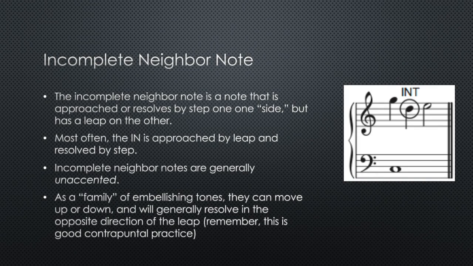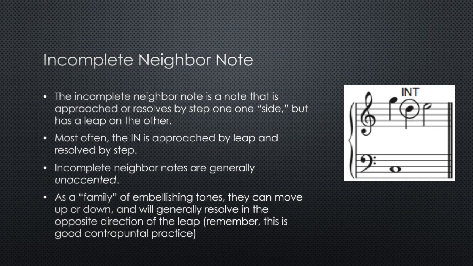Another really important one is the incomplete neighbor note. The incomplete neighbor note is one that moves by step on one side, but has a leap on the other. So we call it incomplete because it's kind of disconnected from the note that it elaborates. Here, you see that we leap from G down to D, and then it resolves up to E. We think of this as an incomplete neighbor note because it's really elaborating the E. That's what we're saying when we say that it's an incomplete neighbor. It's that D is the neighboring note to E, and it just didn't have the first part of its usual event. We're kind of disconnecting it from that G. The G is incidental.